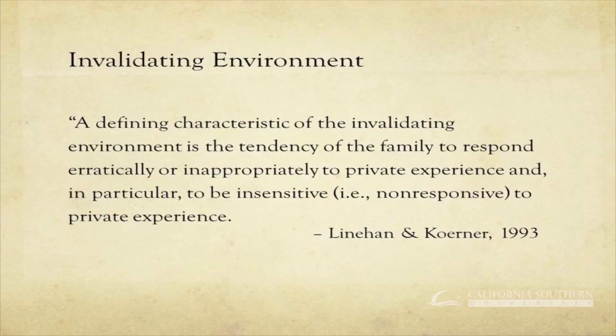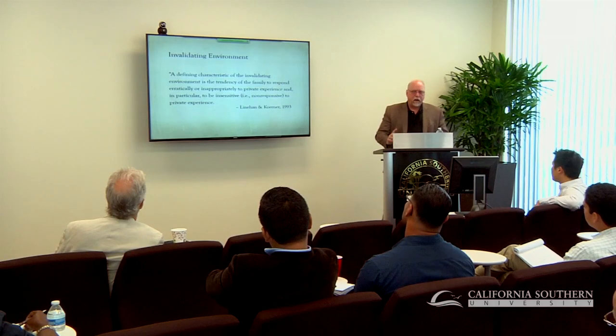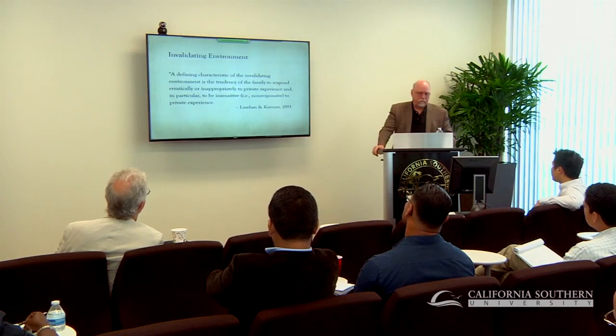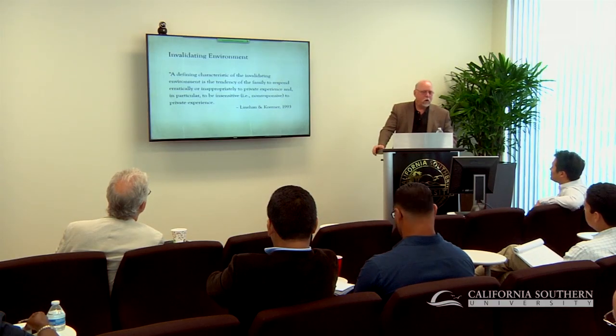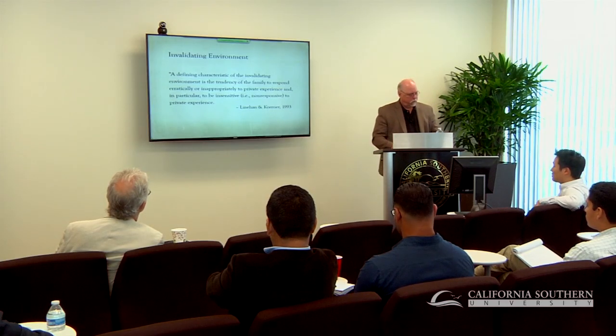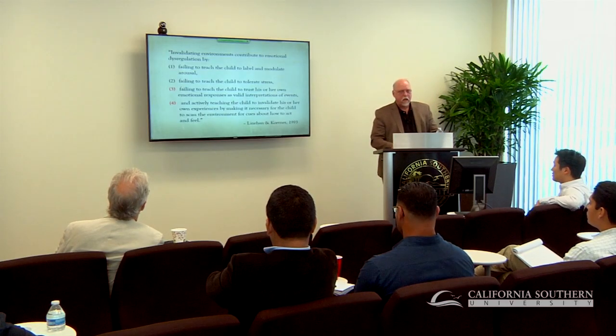Another feature associated with a borderline personality is what's referred to as the invalidating environment. So Marshall Linehan, one of the experts in borderline personality, defines the invalidating environment. A defining characteristic of the invalidating environment is the tendency of the family to respond erratically or inappropriately to private experience, and in particular, to be insensitive or unresponsive to private experience.